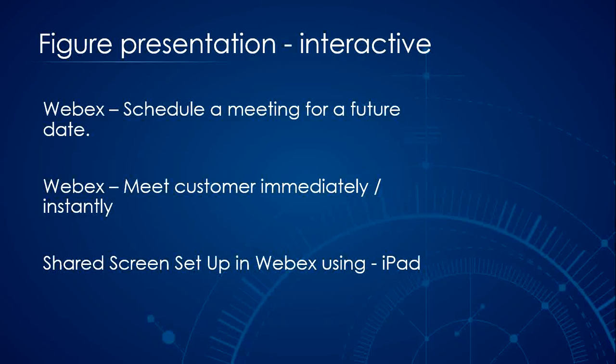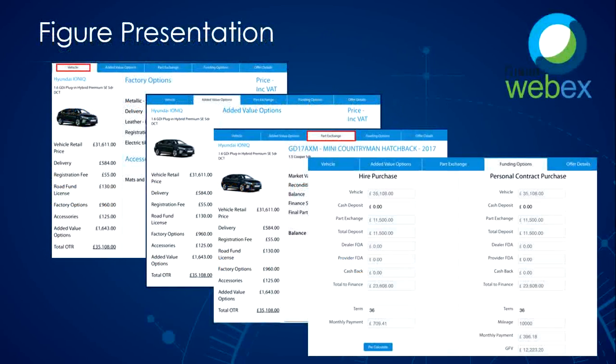The first thing is to schedule a meeting for a future date. The second is to schedule a meeting immediately following maybe a telephone call or something. And then of course we want to ensure the customer can see our InquiryMax offer, so we'll need to overview the shared screen function.